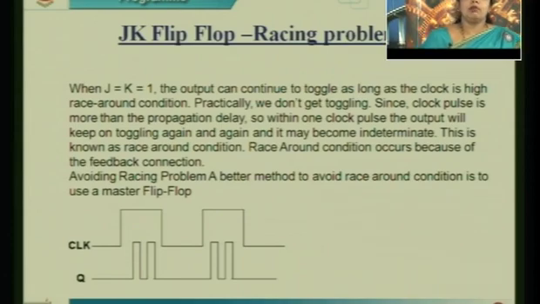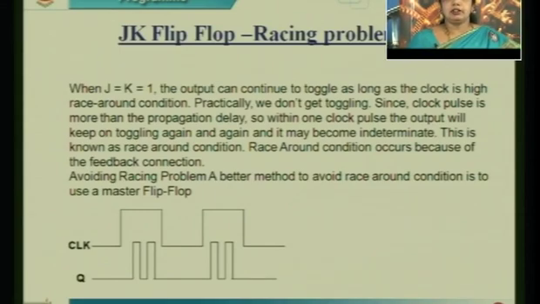So let us discuss one more concept about JK flip-flop, that is nothing but the racing problem. So what is this race around condition? As I discussed, when J and K both are 1, your output keeps toggling continuously as long as your clock is 1. So it continues toggling repeatedly whenever the clock is 1. Practically it is not so, since the clock pulse width is more compared to the single flip-flop propagation delay. So I will show you an example.